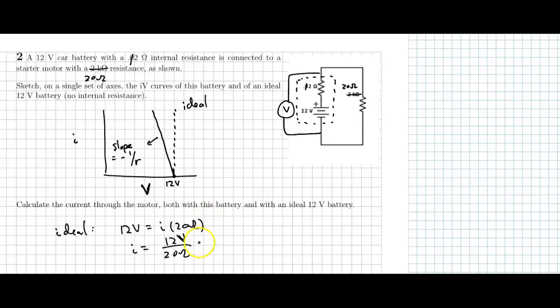which will give us 600 milliamps. So I'm using some unrealistic numbers here. In reality, this current draw is much higher because we have a lower motor resistance.